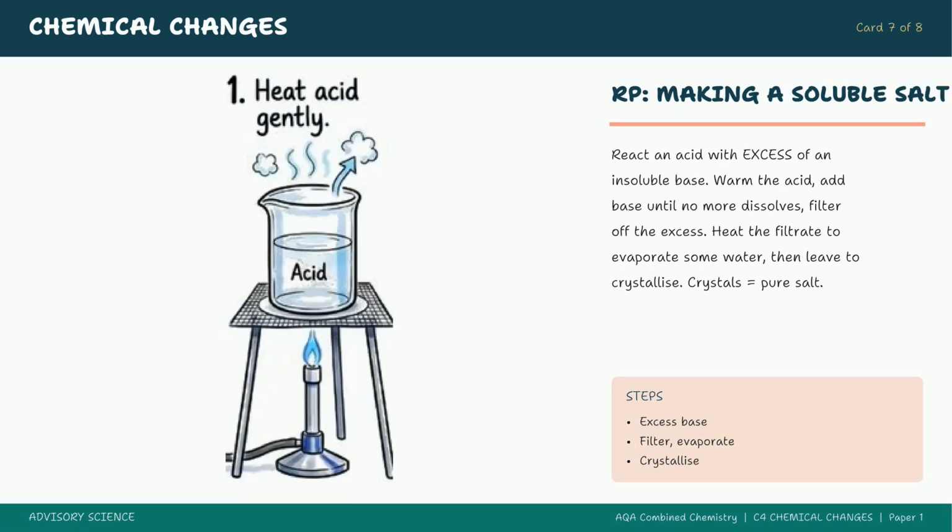Required practical: making a soluble salt. To make a soluble salt, you react an acid with an excess of an insoluble base. Warm the acid gently, add the base until no more dissolves, then filter to remove the excess. Heat the filtrate to evaporate some water, then leave it to crystallize. The crystals that form are your salt. Excess base means all the acid has reacted, so the salt is pure.